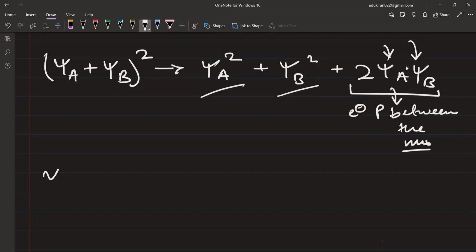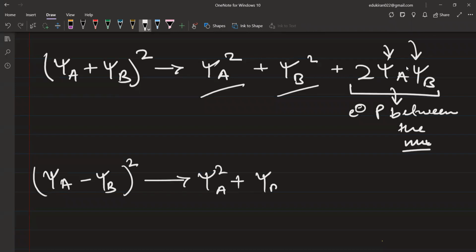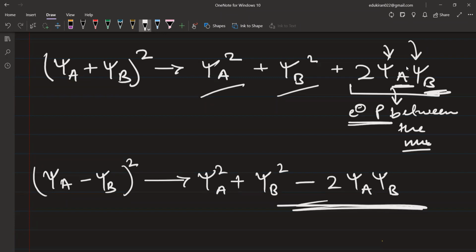Now look what is going to happen if we are going to have psi A minus psi B. The second case, where the phase of the wave function was 0, the amplitude was 0. So we had psi A square plus psi B square minus 2 psi A psi B. Plus 2 psi A psi B means that electron will be present between the nucleus of A atom and B atom. Minus 2 psi A psi B means that electron is absent between the two nuclei.